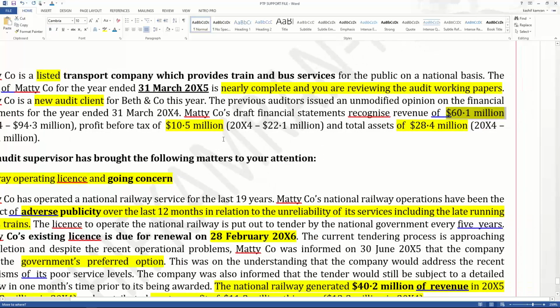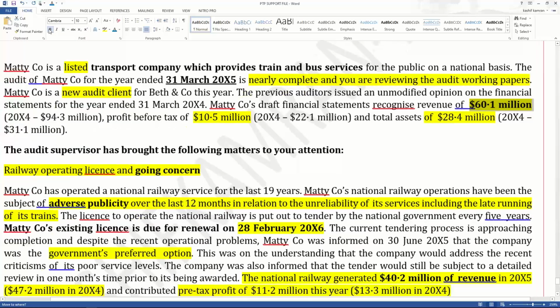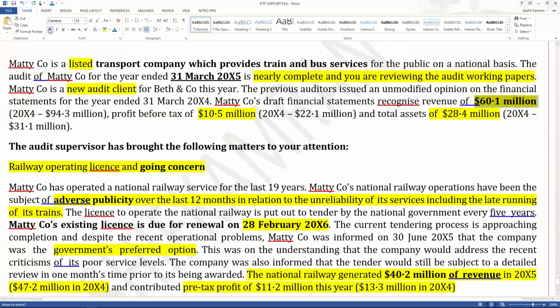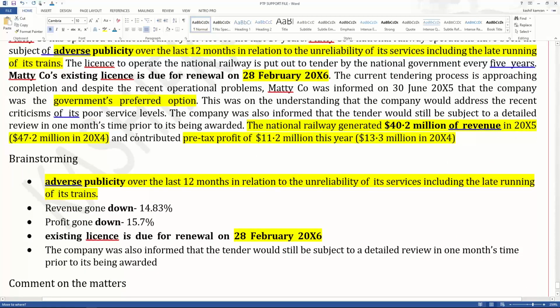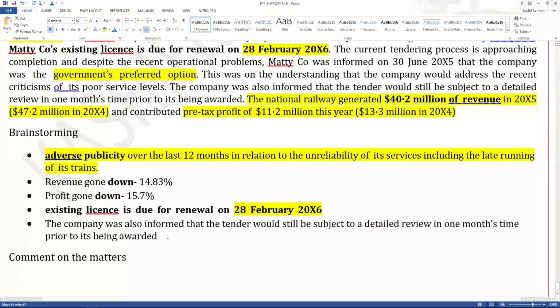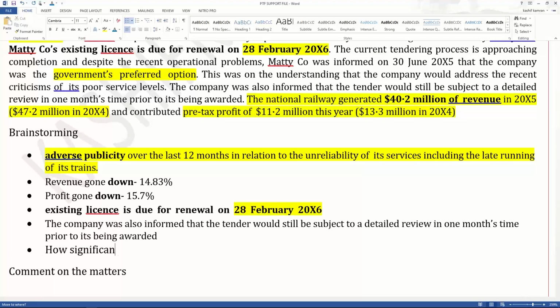So how significant is the revenue you are getting from the train service? Your total revenue as METI is 60.1 million in the first paragraph, and the revenue you are getting from the train operation is 40.2 million. So how significant is the train operation to METI?